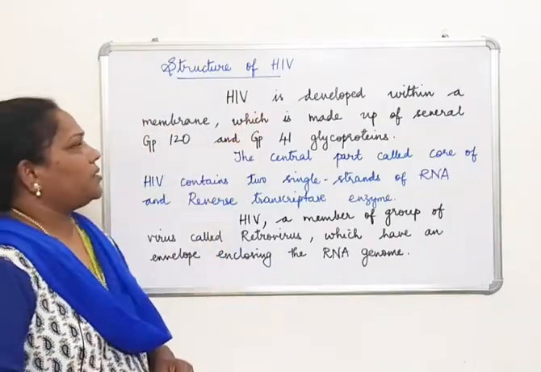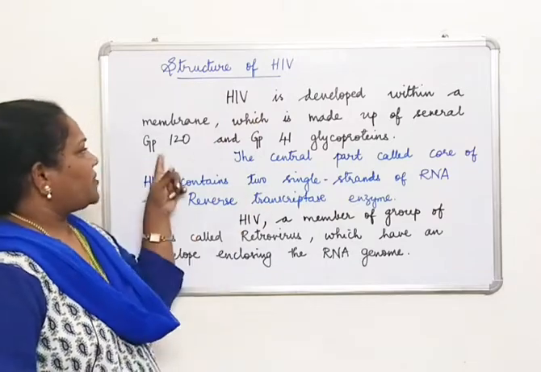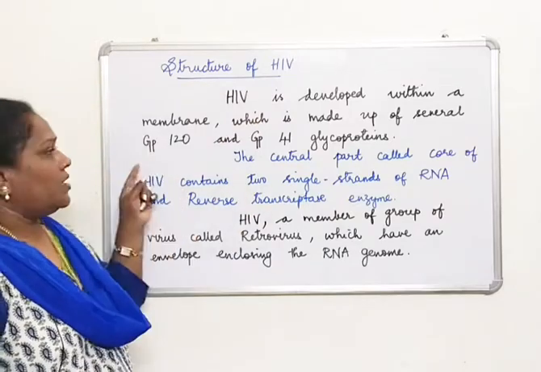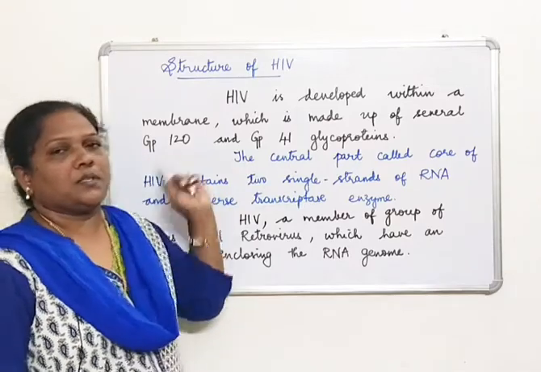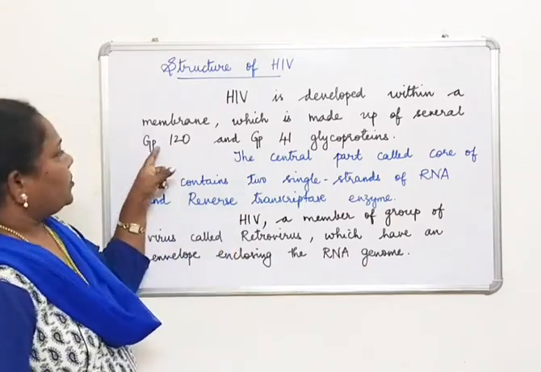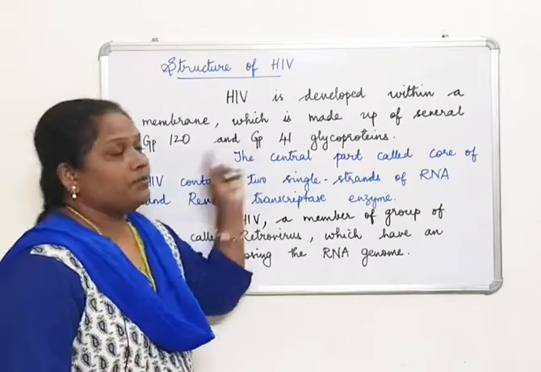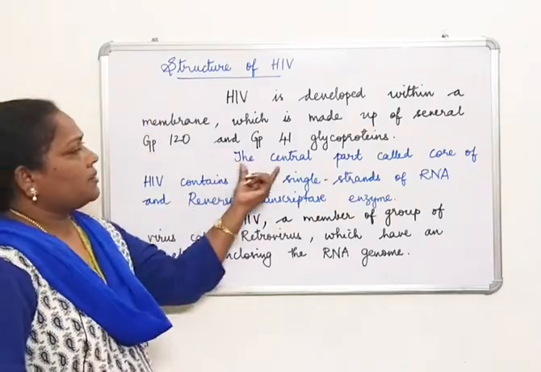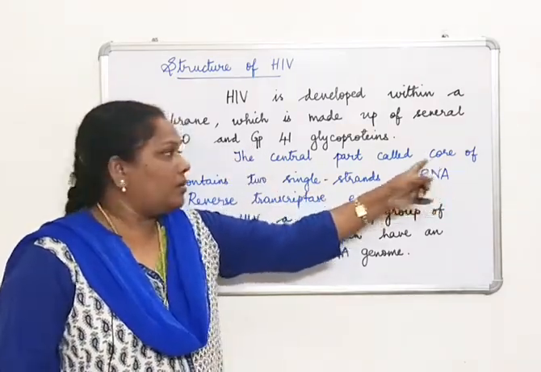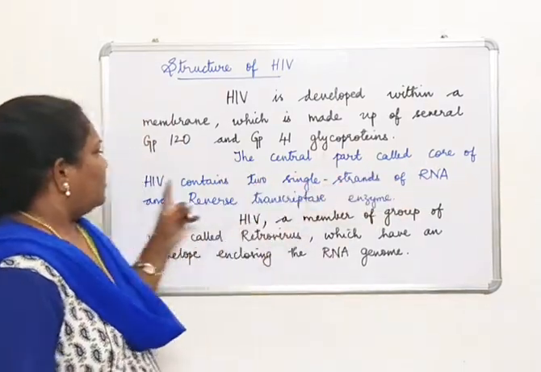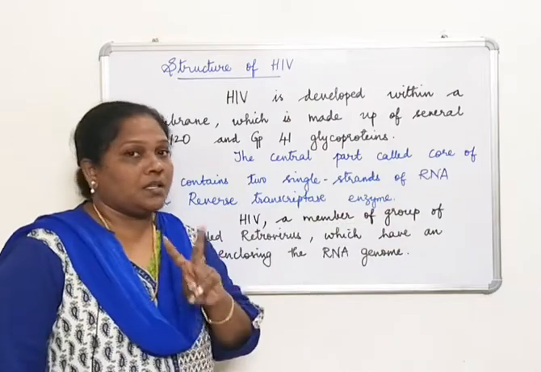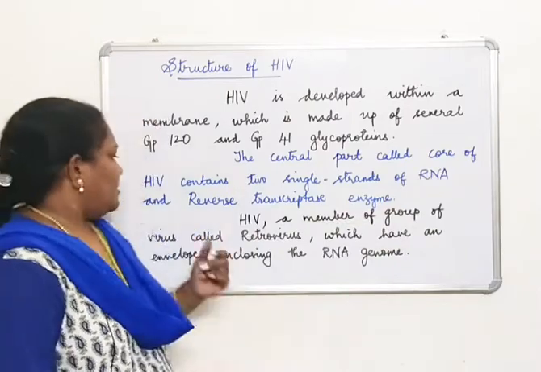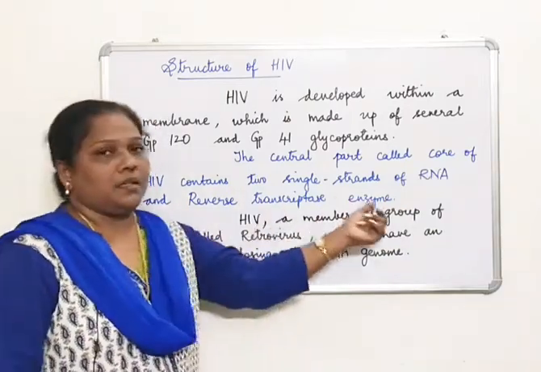Next is the structure of HIV. This HIV is enclosed within a membrane which is made up of several glycoproteins. GP here stands for glycoproteins, and there are two types of glycoproteins present in HIV: glycoprotein 120 and glycoprotein 41. The central part is called the core. The core of the HIV contains two single strands of RNA, both single-stranded, and the reverse transcriptase enzyme.